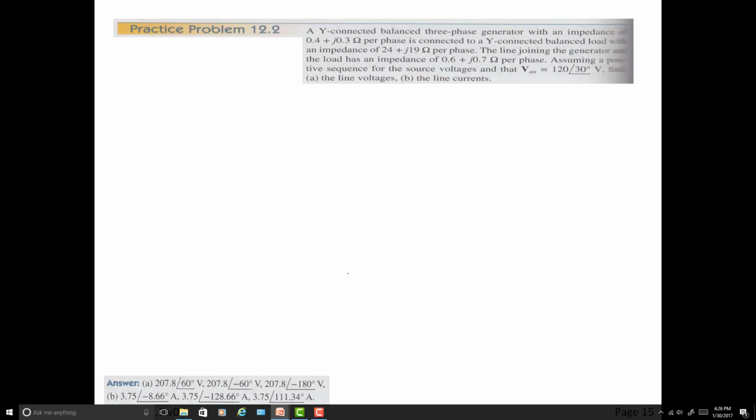We'll take a short break here, and I'm going to come back then and do practice problem 12. Okay, I'm back, and you can see, if you've been staring at the screen, that practice problem 12.2, the reason I wanted to go through it was because this really is an example of the fully loaded Y source, Y load with source and line impedances included.